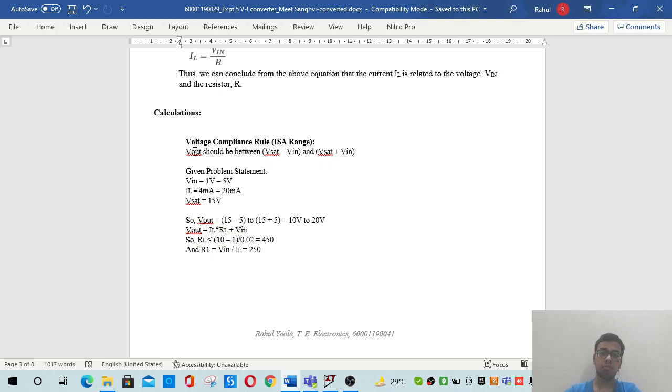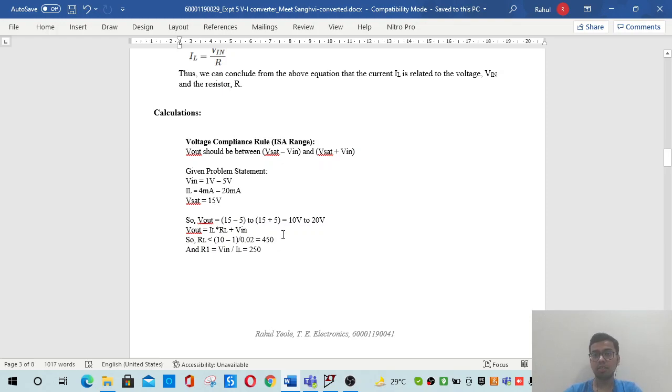Now, in our current problem, we take the V input as 1 volt to 5 volts and the load current as 4 milliamps to 20 milliamps and Vsat as 15 volts. So, taking into consideration our values, our V out would be something close to 10 volts to 20 volts. Perfect. When we look at the output voltage, accordingly we calculate the value from the formula. So, when we look at the load resistance, according to the formula for the output voltage, we just shift them over here. We see the load resistance has to be less than 450.